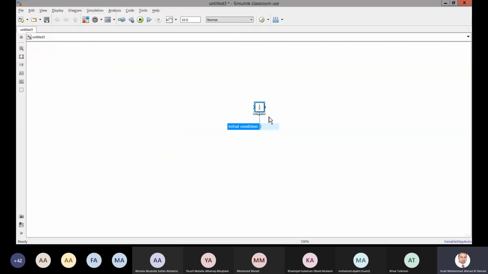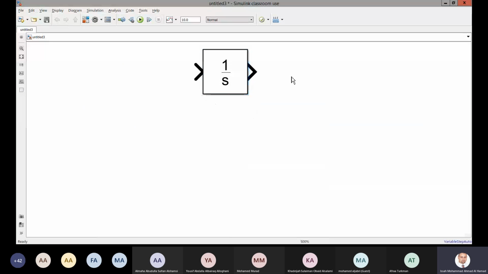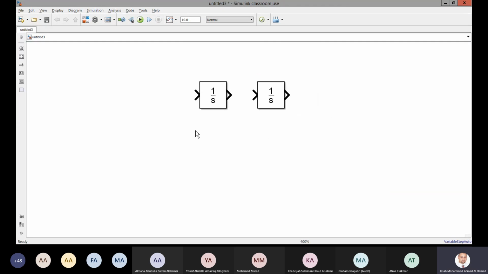So we start by adding 2 integrators. So this is 1, copy, paste. We have two integrators now. Okay, I will connect them together and I will write here. Okay, here I will write this is y prime. Now I am solving the first equation or the first differential equation. D square y over dt square plus dy over dt equals to 0.